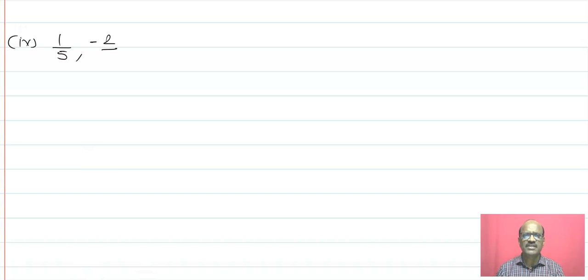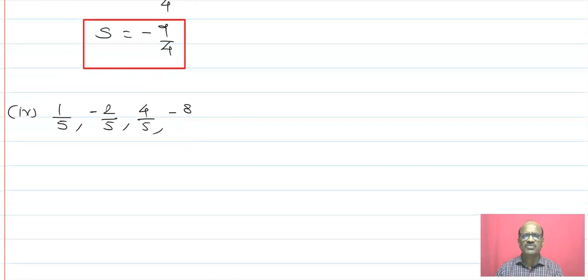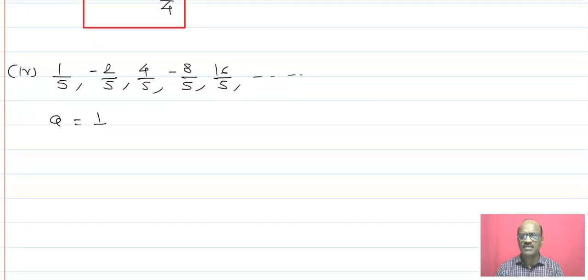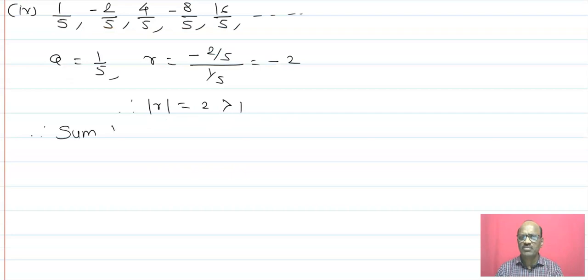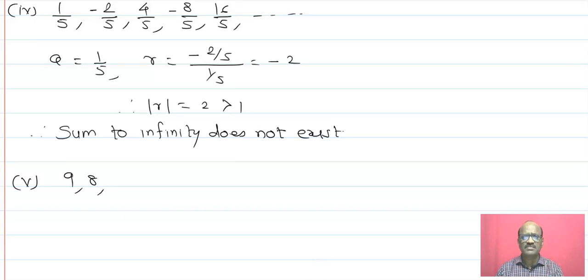This is again simple. Here the series is 1 by 5, minus 2 by 5, 4 by 5, minus 8 by 5, 16 by 5, and in this way, here again a is equal to 1 upon 5, r is equal to minus 2 by 5 upon 1 by 5, and overall it becomes minus 2. Now what's happening here? Mod of r is equal to 2, which is greater than 1. Therefore, the sum to infinity does not exist. It will become infinite. Therefore, we do not require to find their sum.